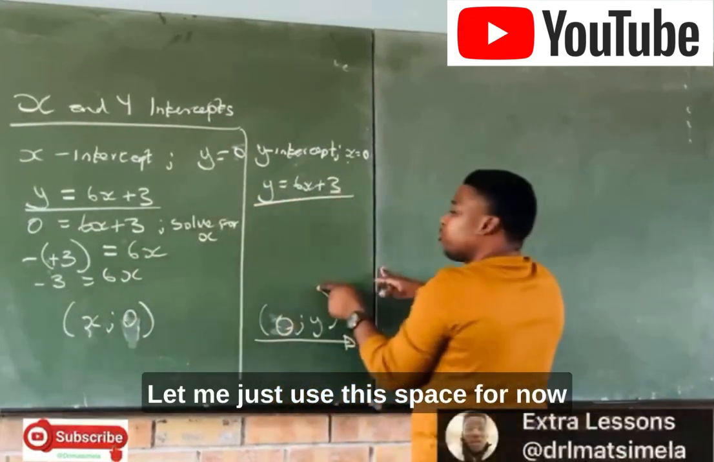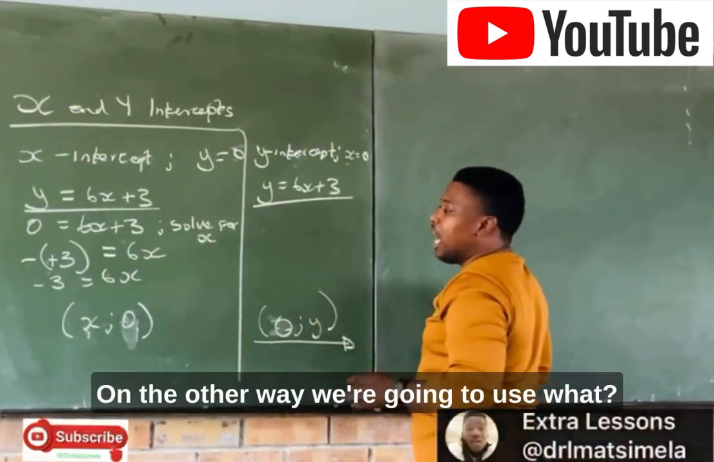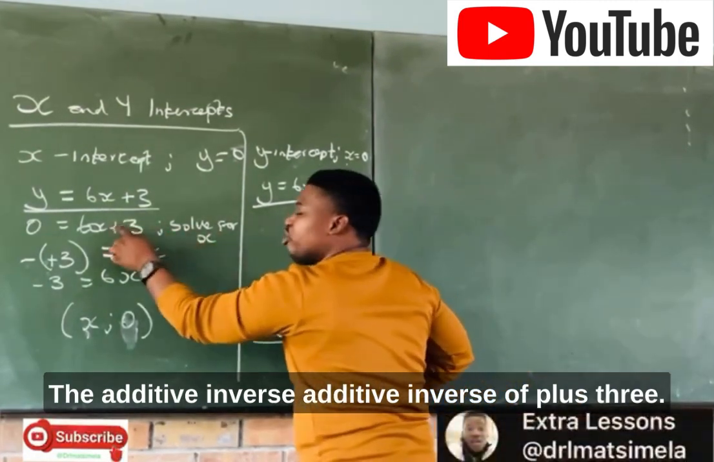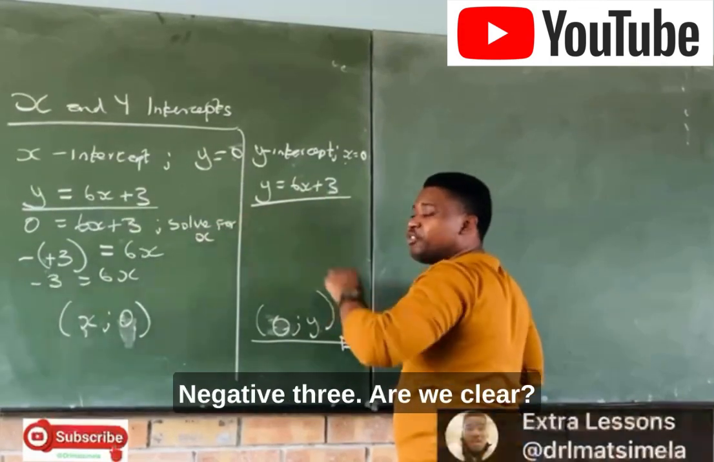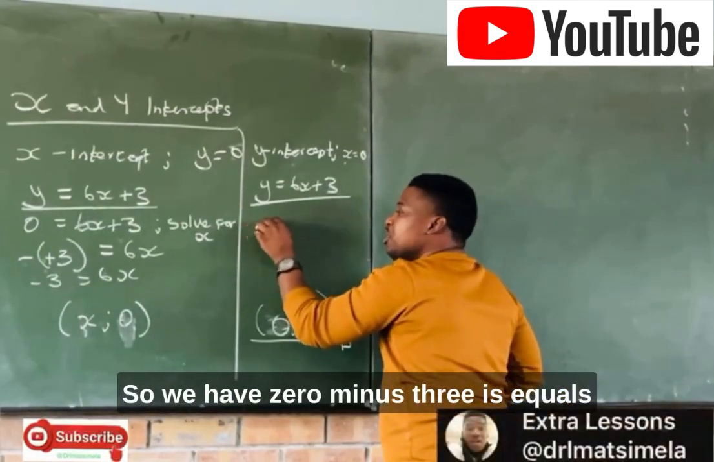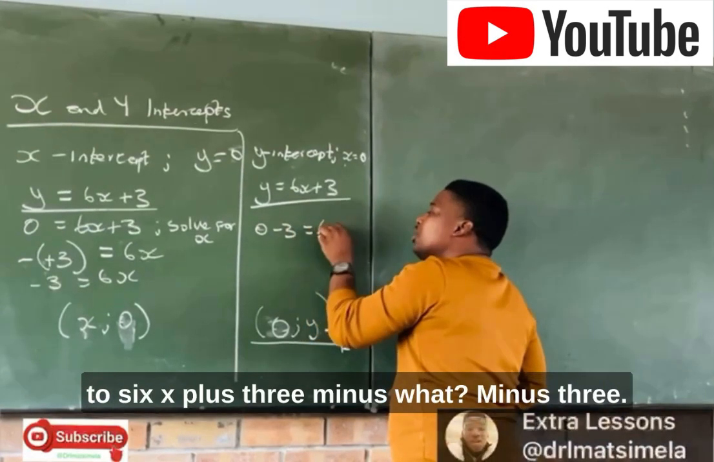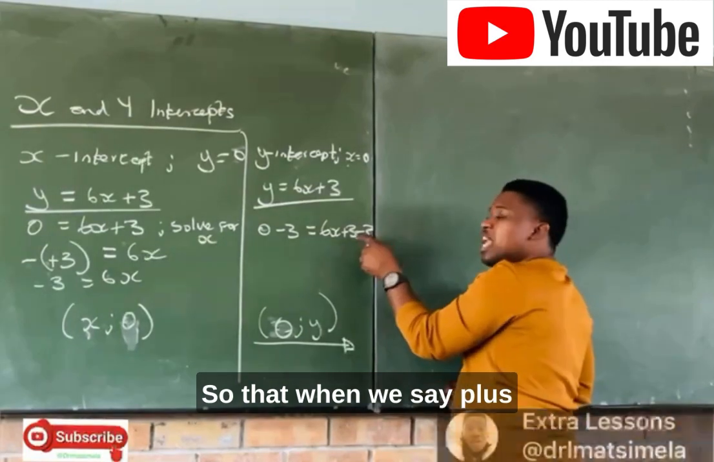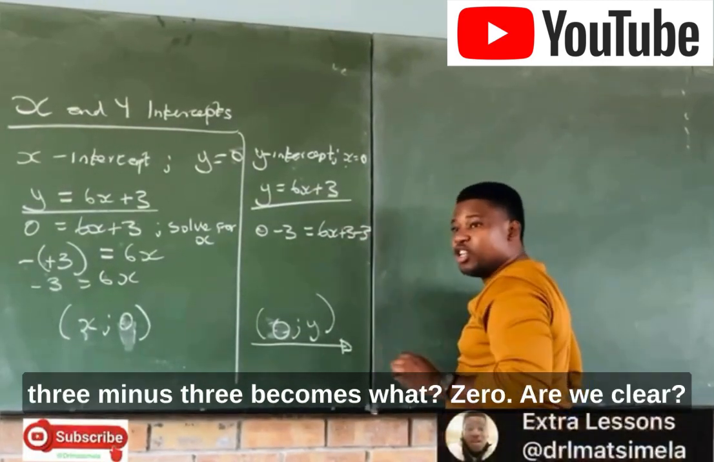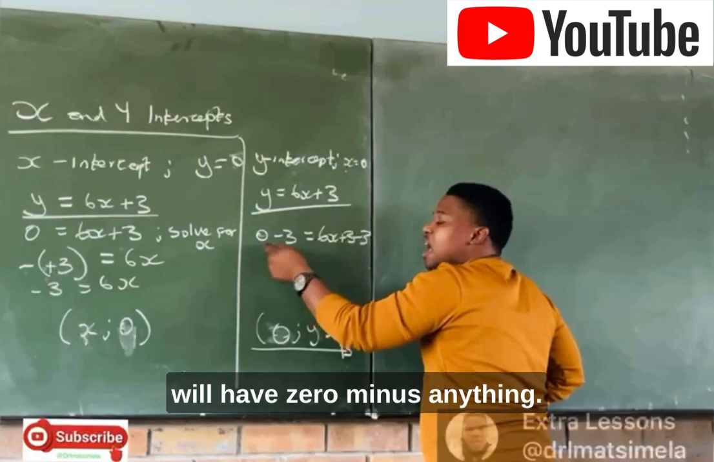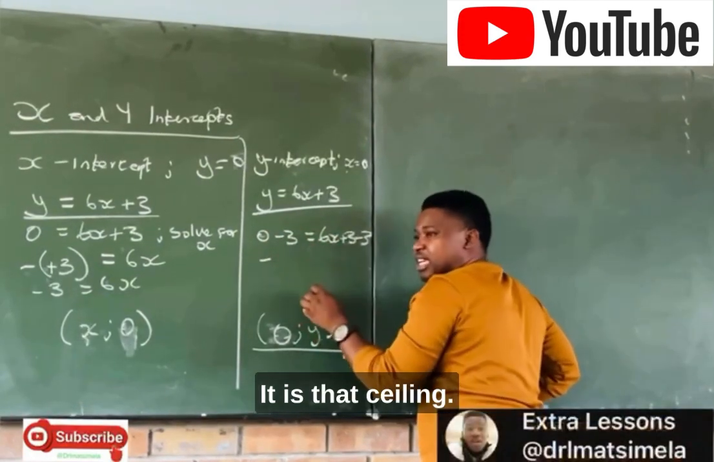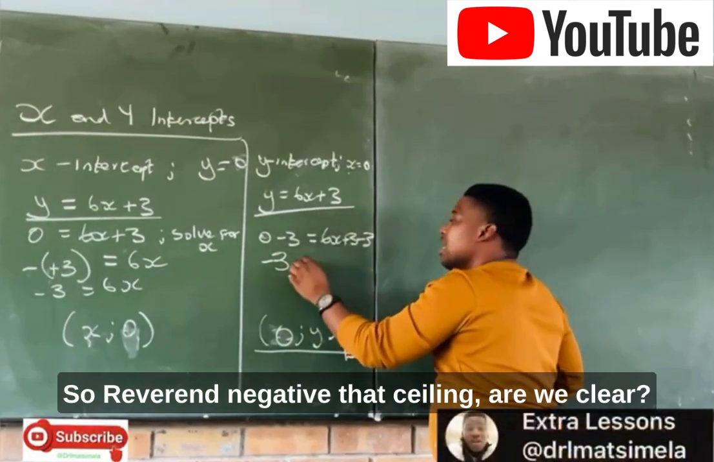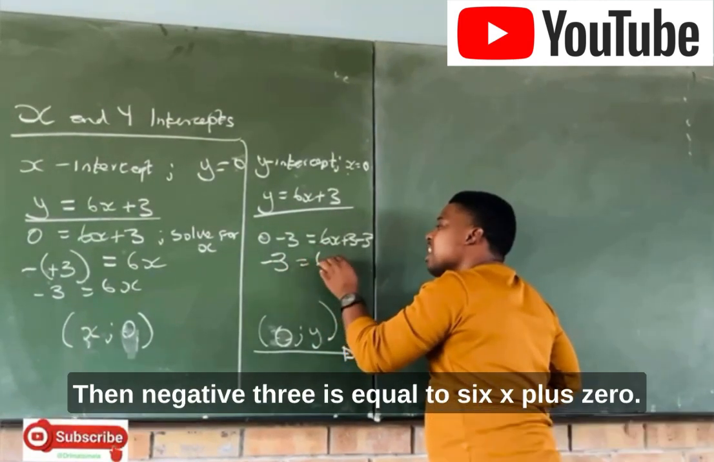Yes. Now let me use this space to do it the other way. On the other way, we're going to use the additive inverse. The additive inverse of plus 3 becomes negative 3. Are we clear? Yes. So we'll have 0 minus 3 is equal to 6x plus 3 minus 3, so that plus 3 minus 3 becomes 0. Then on the other side, 0 minus anything is negative that thing. Then negative 3 is equal to 6x plus 0.